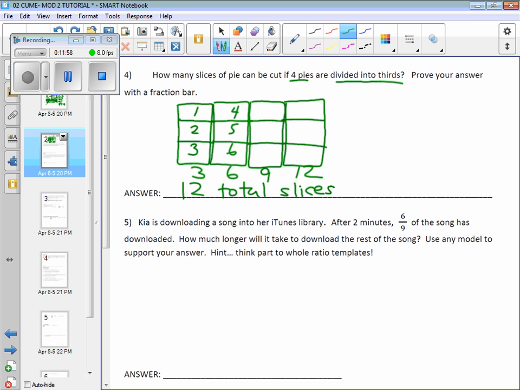You can check it again with keep, change, flip. 4 is being divided by 1/3. We keep, we change, and we flip 1/3. That makes 12 over 1, which as a whole number is 12.